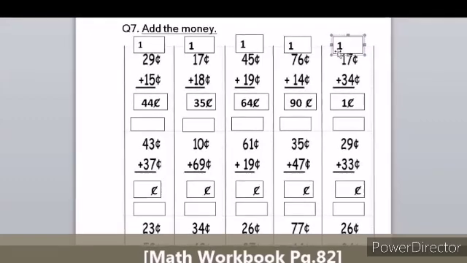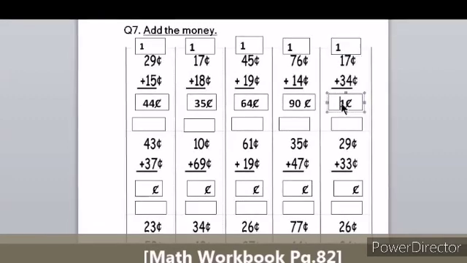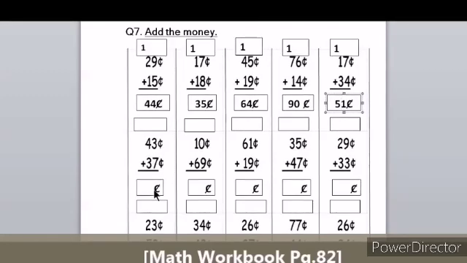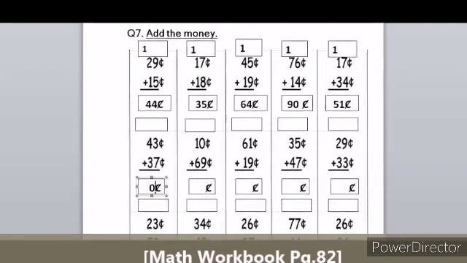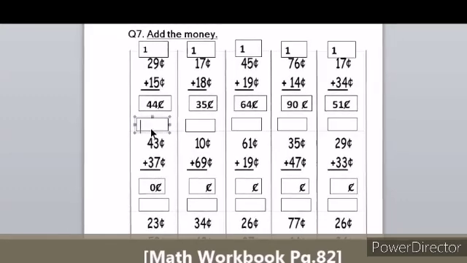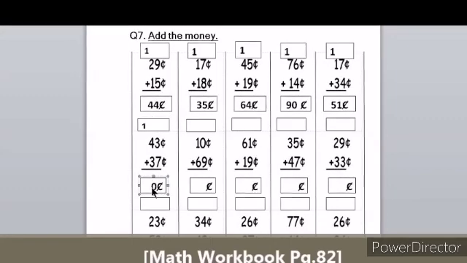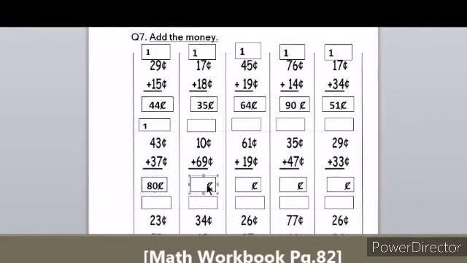Now see this. 7 plus 4 is 11. So 1 you will write here and the other one you will write on the top. So 1 plus 1 plus 3 is 5. 51 cents. So the first row is over. Now let's move on to the second row. Here 3 plus 7 is 10. So 0 and 1 on the top. So 1 plus 4 plus 3. That is 8.